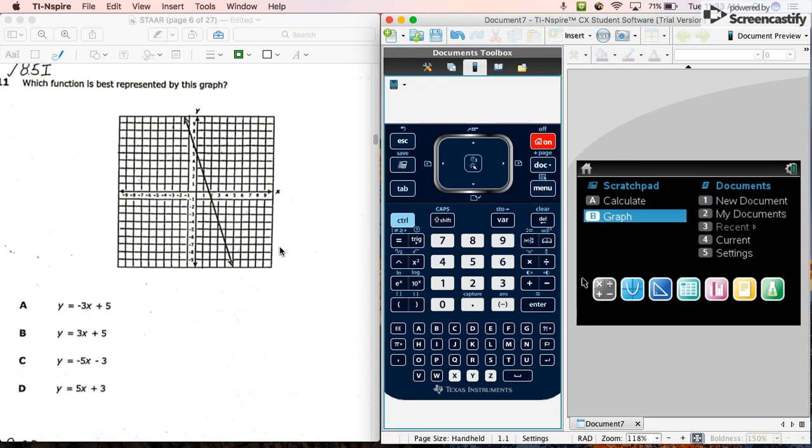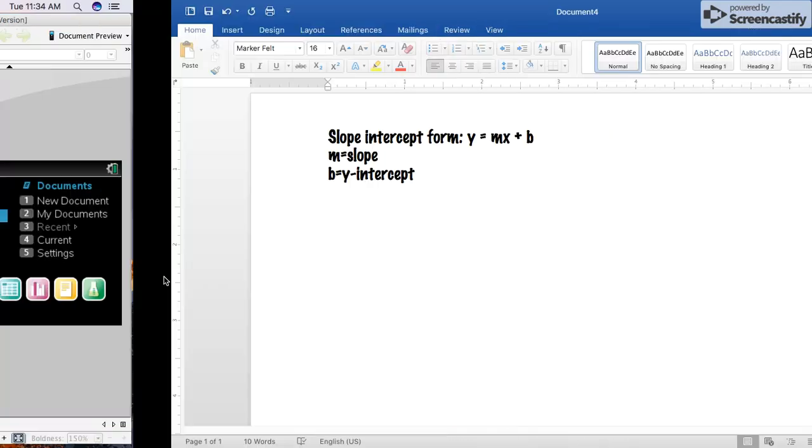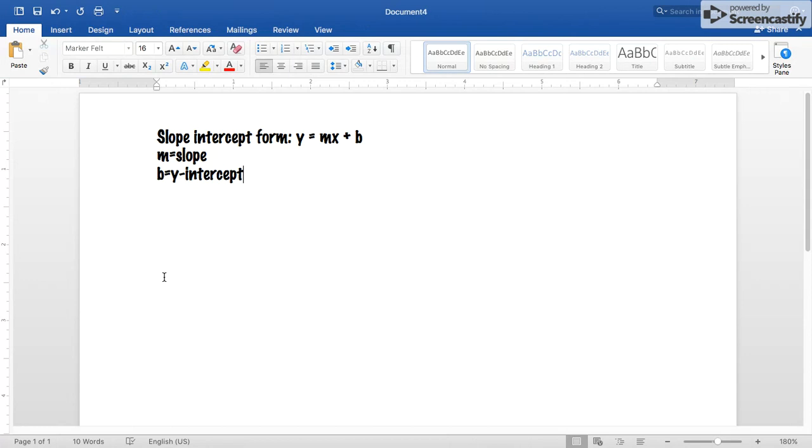Okay, so we are now on problem number 11, and it's going to be TEKS 8.5I. Which function is best represented by this graph? Okay, this is a fairly easy problem. Looking at it, I'm having something that has slope-intercept form in it. In case you forgot what slope-intercept form is, it's y equals mx plus b, where m is the slope and b is the y-intercept.